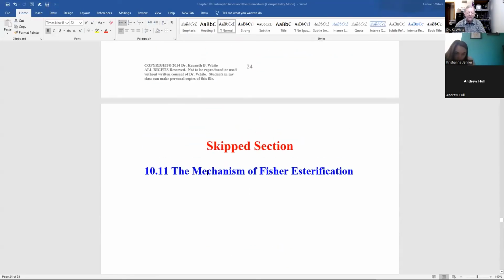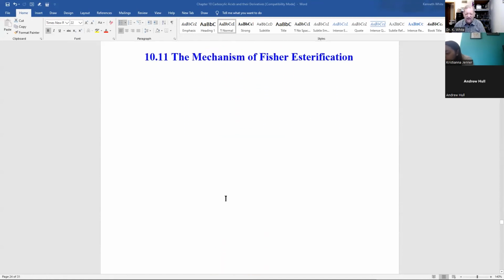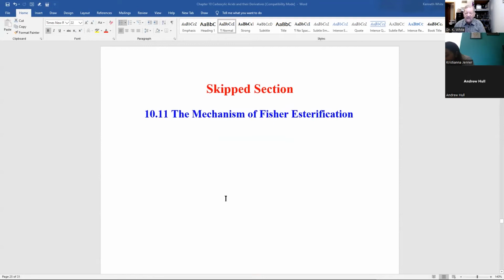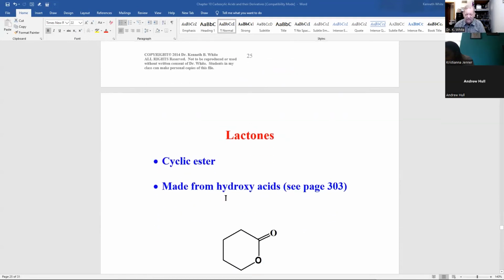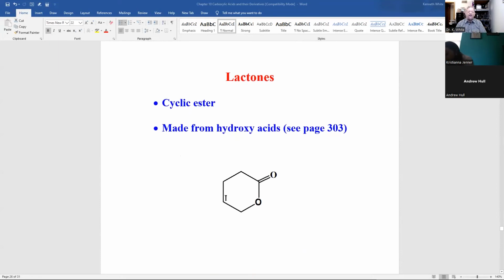Oh, by the way, I'm not doing mechanism. If anybody's reading the book, I've skipped that. Hopefully you didn't buy the book because you really don't need it. It's an okay book. It's a good book, except it's missing good practice problems, which is why I had to make my own.